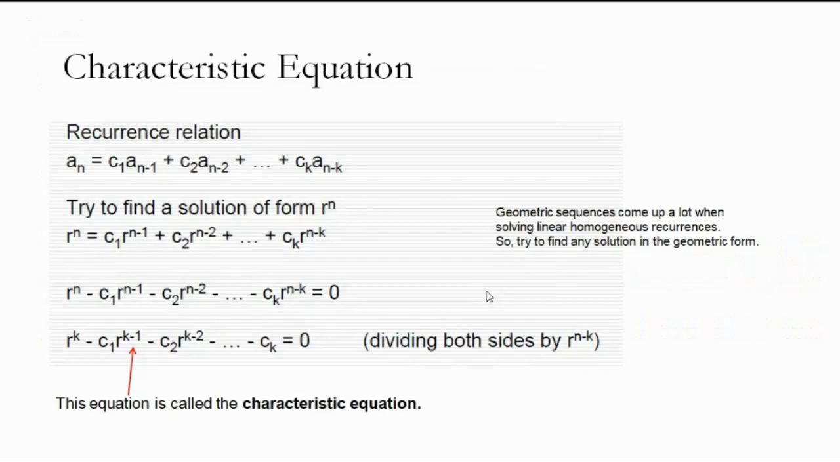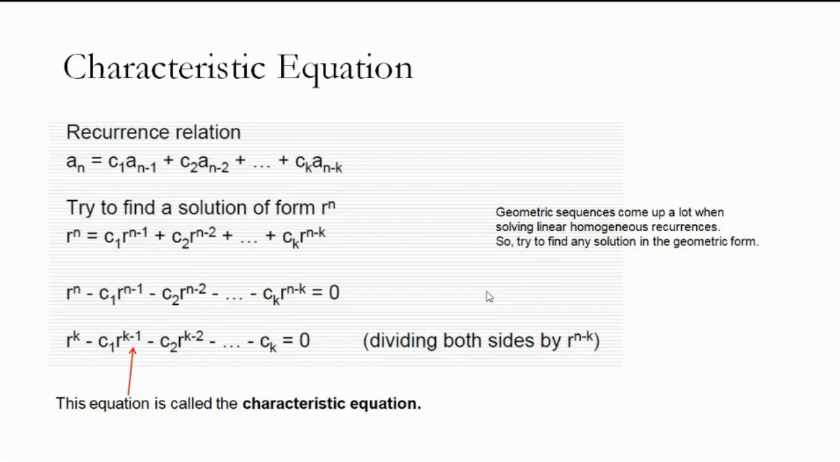Now, characteristic equation. By observing the linear homogeneous relation, we'll define a characteristic equation just like this. The recurrence relation is like this: An is equal to C1 An minus 1 plus C2 An minus 2 plus and so on plus Ck An minus k. Try to find the solution of the form R power n. Geometric sequences come up a lot when solving linear homogeneous recurrences. So try finding solutions in the geometric form.